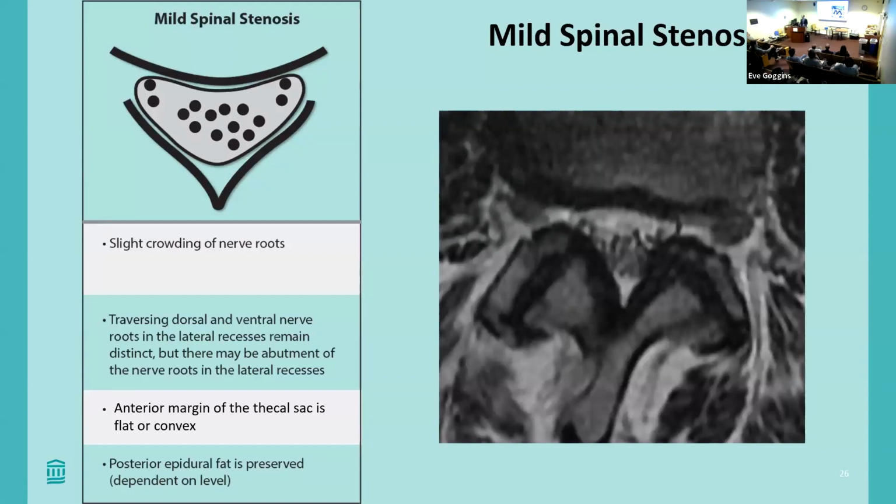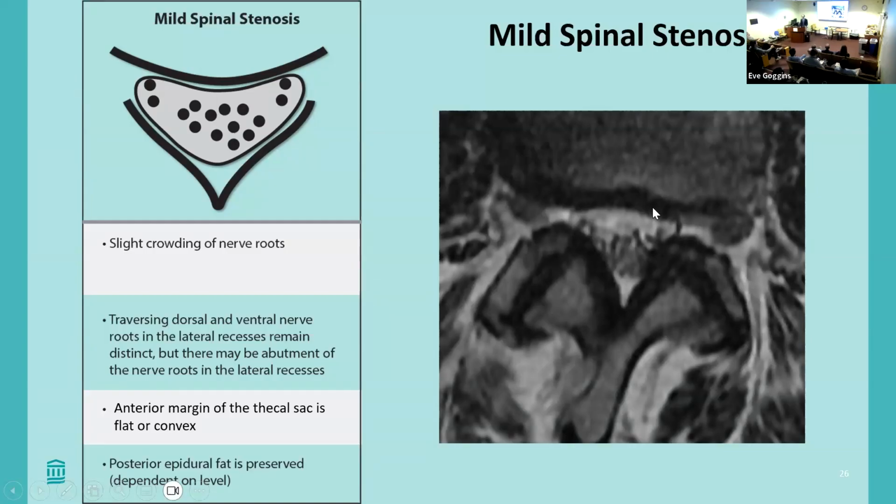Okay, now the changes of mild spinal stenosis. There's some slight crowding of the nerve roots. In the lateral recesses, you can still see the traversing nerve roots, but they may be in contact with something like either the disc in the front or the facet in the back. The anterior margin of the thecal sac may be flat or slightly convex.